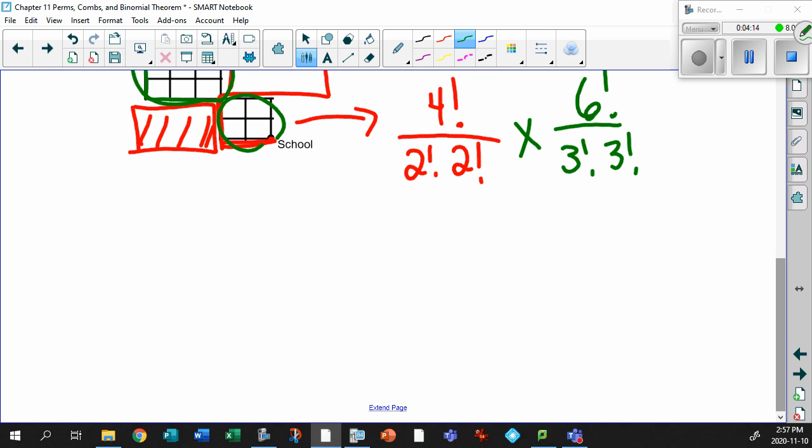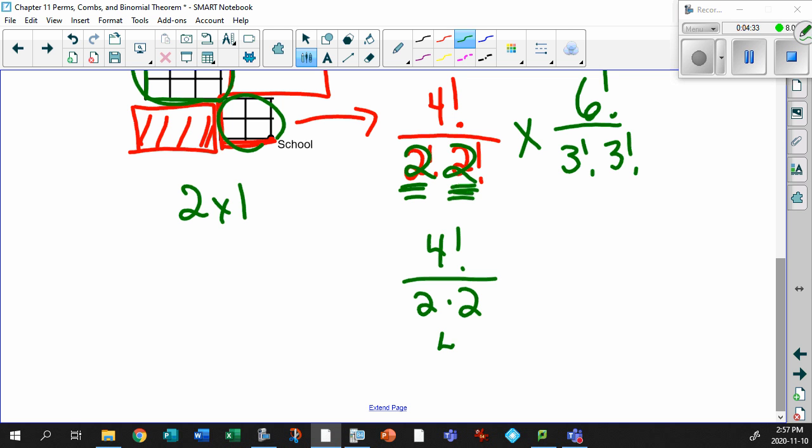4 factorial, wait, let's see if we can clean this up and make it a little bit easier. 2 factorial is just 2 times 1. Oh my goodness, that's just 2. Another 2 factorial is 2 times 1. So in fact, this is the same as saying 2 times 2. So we got 4 factorial over 2 times 2, which you can clean up even more and go 4 factorial over 4. Oh my God, yeah, I may not even need a calculator for this because I'm going to show you something really, really cool.